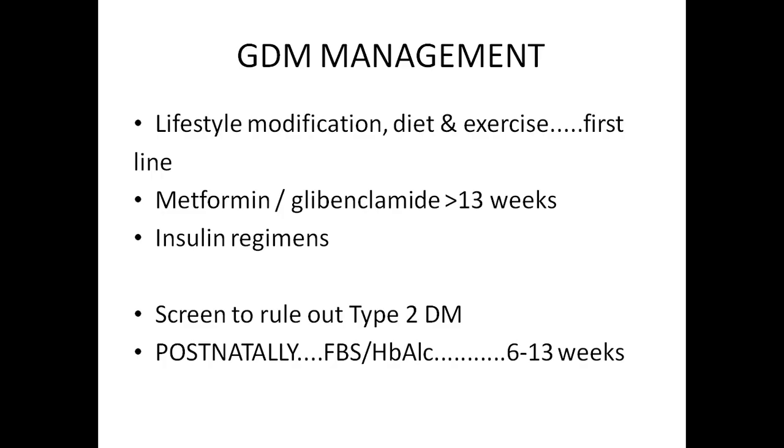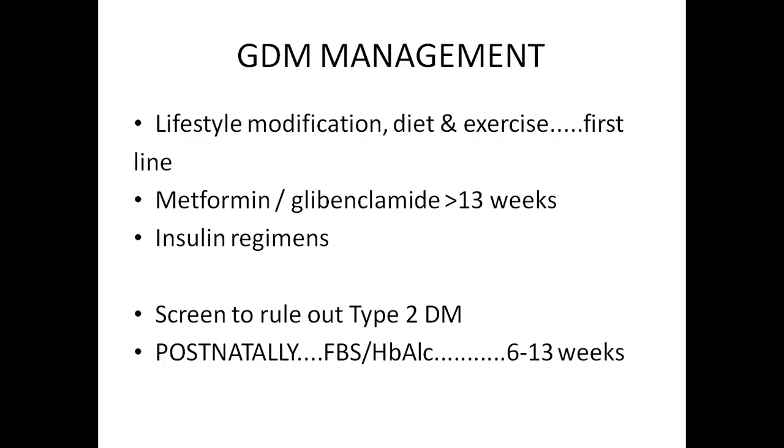So in GDM management, we have discussed that we have given them lifestyle modification, they need diet and exercise batani hai for 2 weeks, and if during those 2 weeks her blood sugar levels are not within range that we had discussed 5.3 and 7.8 millimoles. तो फिर हम उनको oral hypoglycemic start करेंगे, metformin या glibenclamide, and if the blood sugar levels are still uncontrolled, we can add insulin regimens.